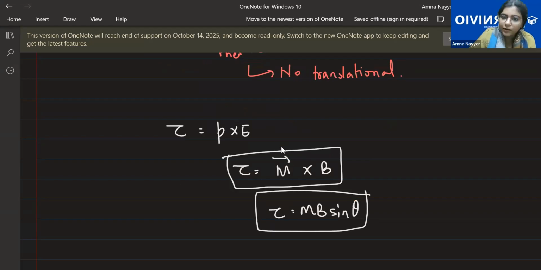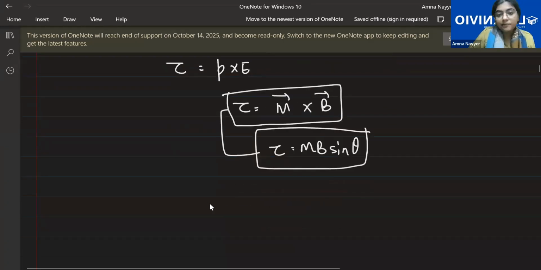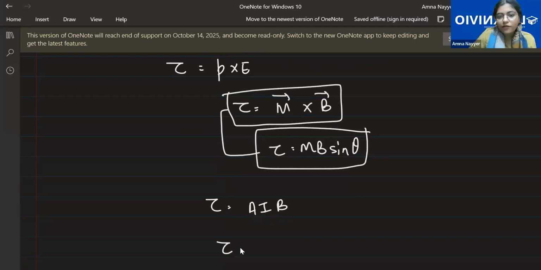M is the magnetic moment. That was the electric moment, this was the electric field, and this is the magnetic field. This is what you have to remember. And just in case, M is equal to AI, so this becomes AIB sin theta. Or for N turns, this becomes NAIB sin theta.